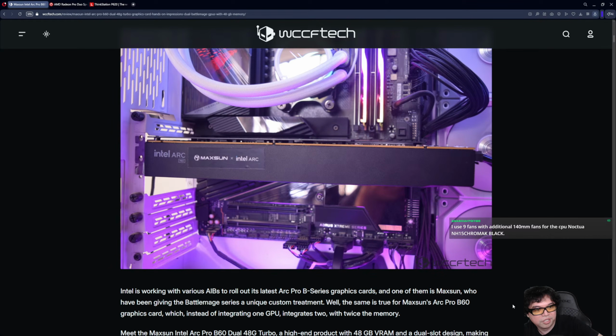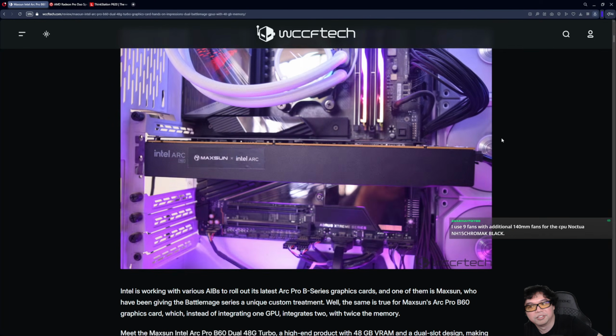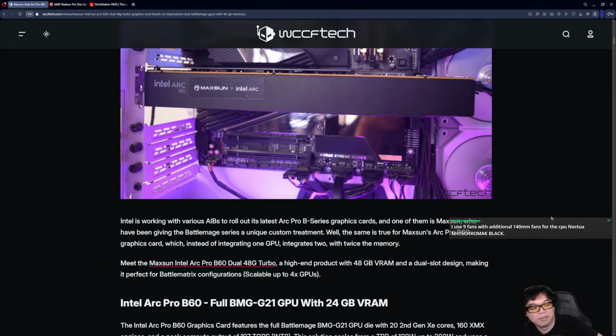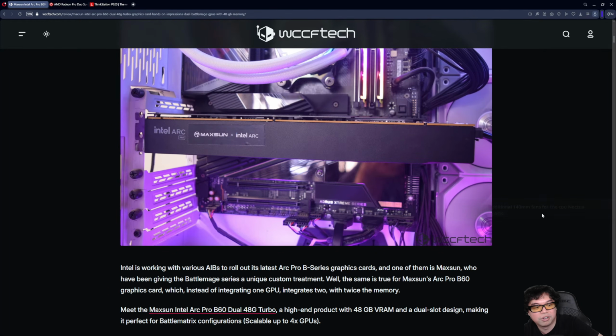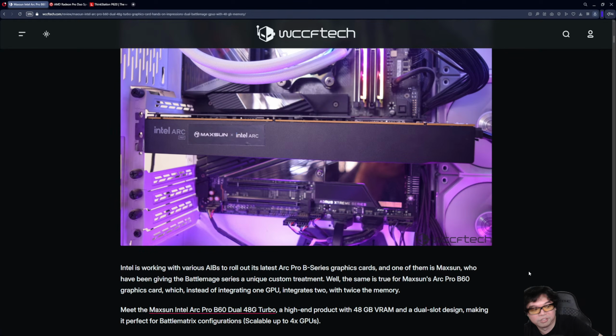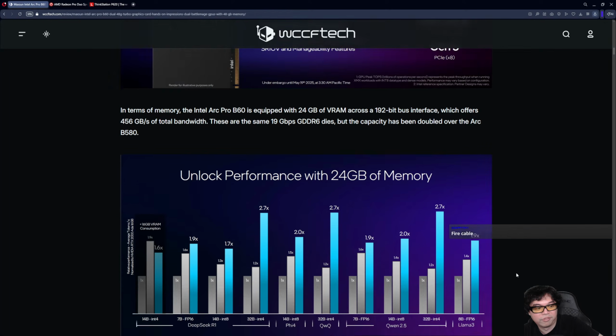The only problem, oh, you can see it's using, there it is, the dreaded 12-volt high-power connector. They're doing the same thing that AMD did with AMD's Pro card. AMD started using that dreaded power connector, and Intel's following suit, also using the 12-volt high power.